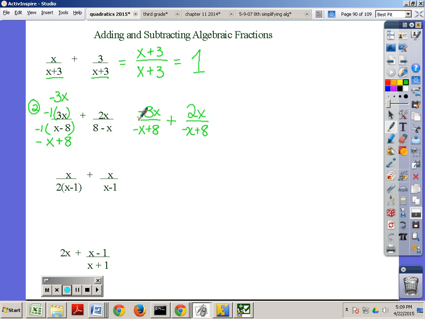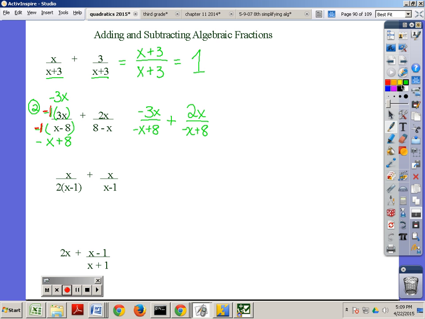So just to review, all we did is multiply our numerator and denominator by -1 because we noticed they were opposite. So you're going to do this a lot. When you notice that the denominators are opposite, simply pick one of your fractions and multiply the numerator and denominator by -1.